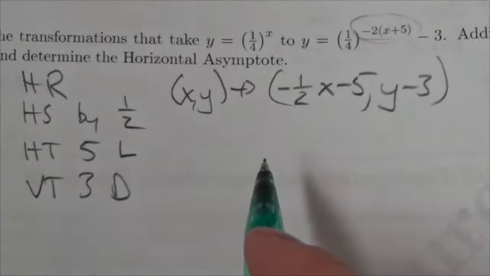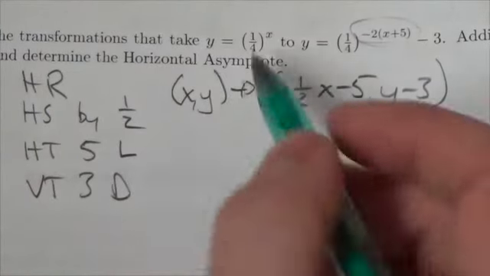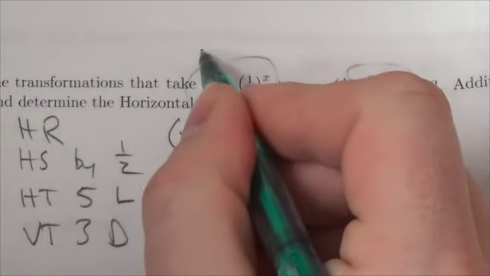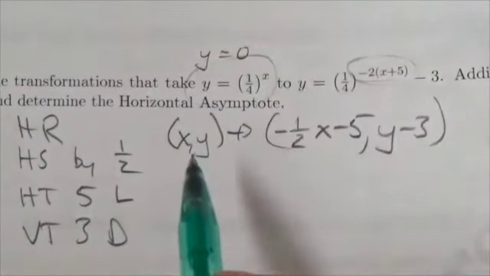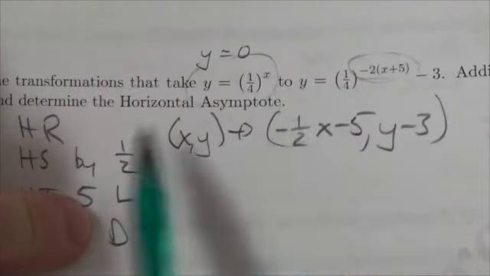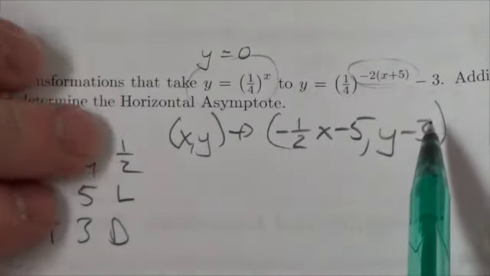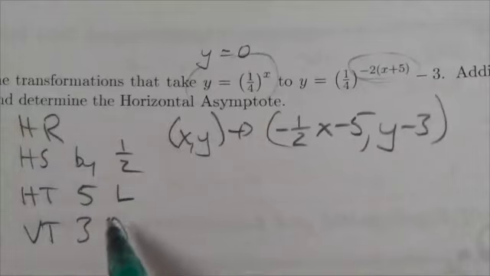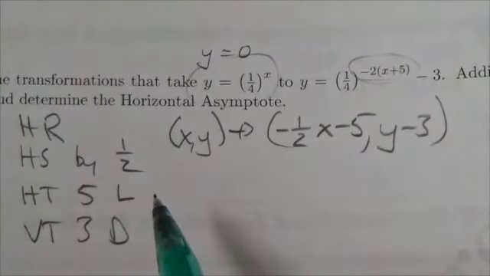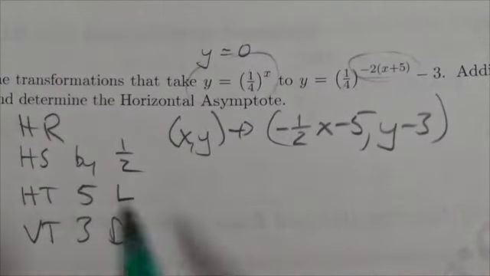Now this question's asking, what happens to the horizontal asymptote? Well, the horizontal asymptote on an exponential function that hasn't been translated should be y equals 0. Now let's just think about this. Will a horizontal reflection flip y equals 0? If you've got a horizontal line here and you flip it, no, that won't do it. Stretch a horizontal line by a factor of a half? No, that's not going to do it. Moving a horizontal line 5 to the left? Well, it's infinite, so moving it 5 to the left won't do it. But moving a horizontal line 3 down, that will change it.